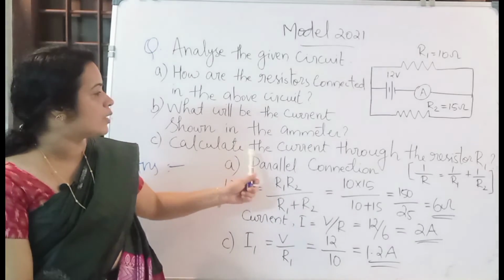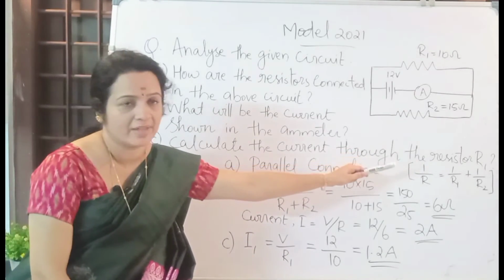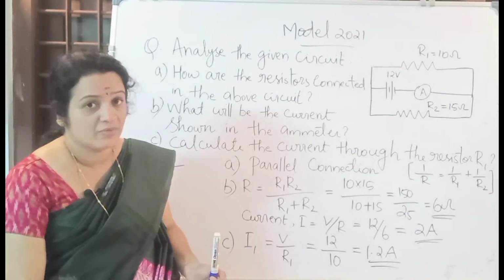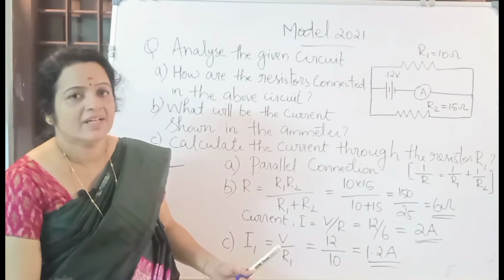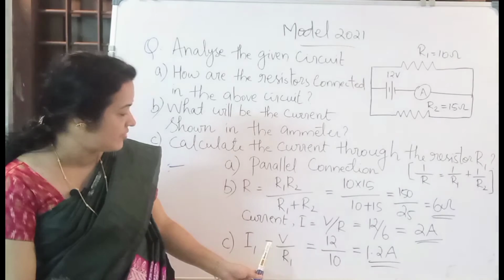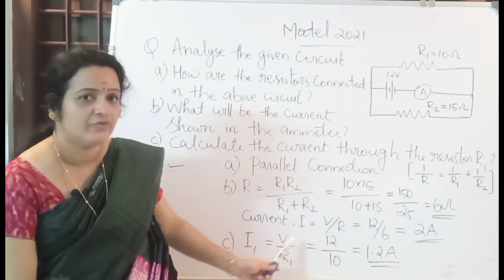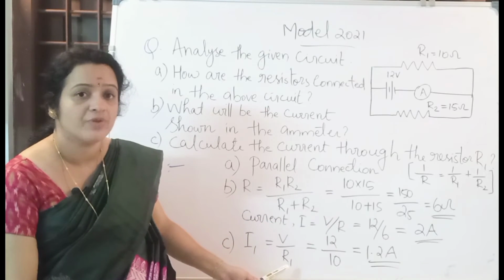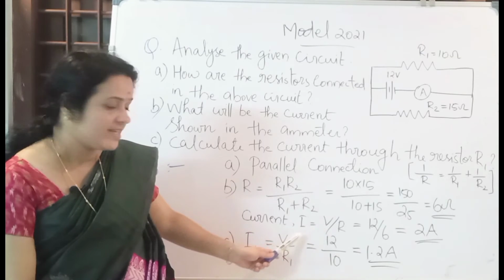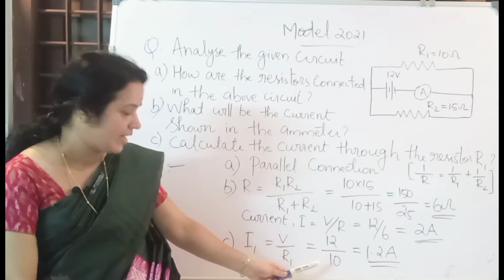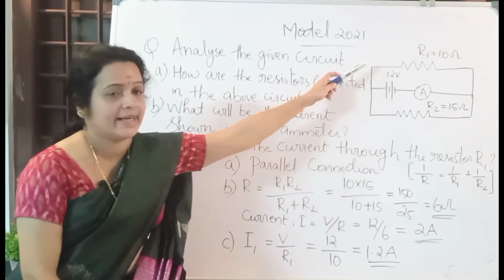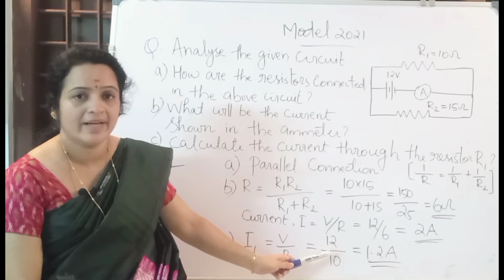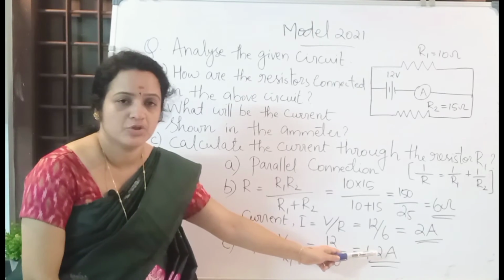Here we have to calculate the current through the resistor R1. That means the current flowing through R1 only. So which equation can we use? I1 will be equal to V by R1. Here, instead of R we have to substitute the value of R1. V is the same, right? So that is 12 divided by R1. How much is R1? 10 ohm, it is given in your circuit. So we substitute here: 12 by 10 is equal to 1.2 ampere.